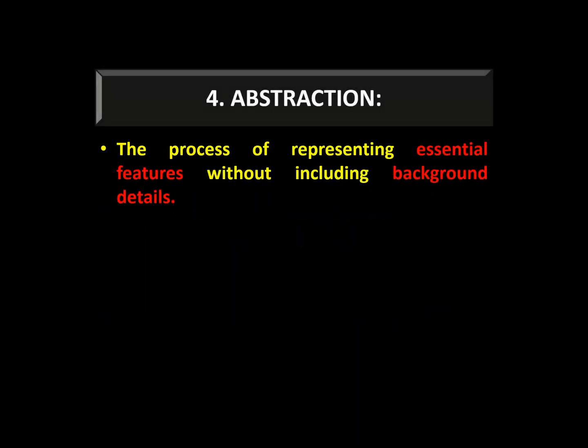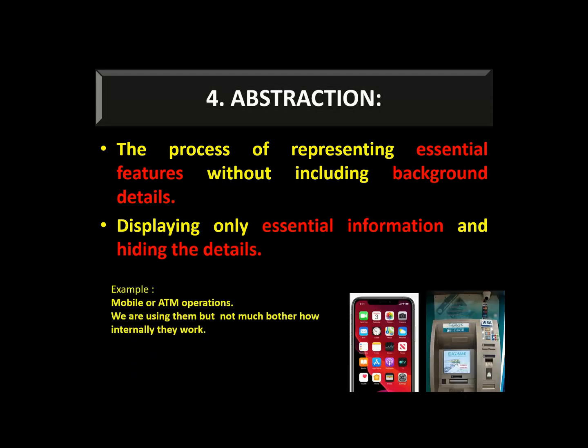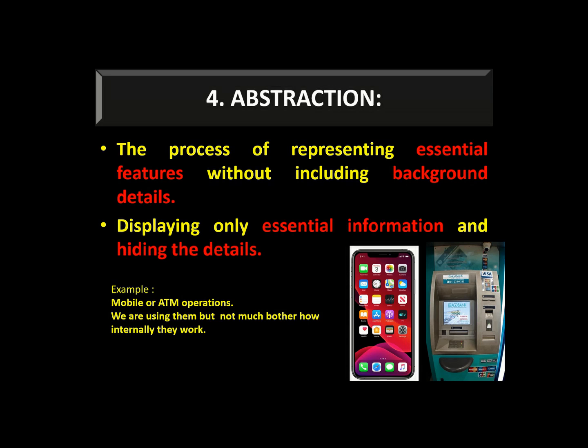Fourth one is abstraction. The process of representing essential features without including background details is called abstraction. It abstracts only what we require, displaying only essential information and hiding the details from the user. Example, mobile or ATM operation. We are using them but not much bothered how internally they work.